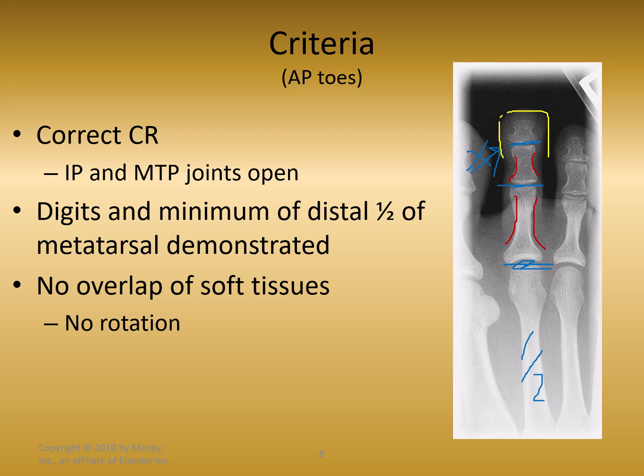If the joints are closed, that means that either the foot was not raised the 15 degrees so that the phalanx would be parallel to the IR and the joints perpendicular to the IR, or that they did the x-ray with the foot plantar flexed, the plantar surface lying on the IR, and they forgot to do the 15-degree posterior angle on the tube to go through those joints.